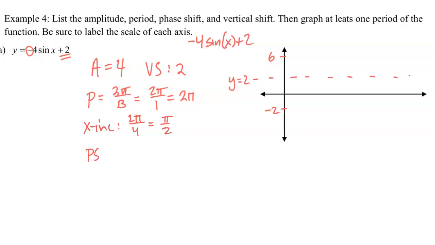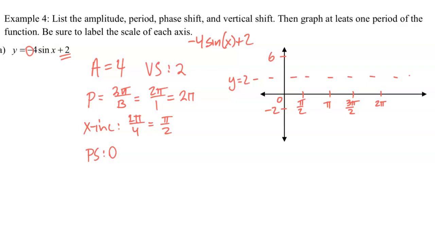And then finally the phase shift, which would be if there were a plus or a minus after the x in the parentheses. Well, if you look at this version here, notice that there is no plus or minus in those parentheses, and so therefore our phase shift is 0, and that tells me that my starting x value is also at 0. Now, starting at 0, counting by my x increment, that's going to give me pi over 2, and then 2 pi over 2, which will reduce to 1 pi, and then 3 pi over 2, and then finally 4 pi over 2, which again will reduce this time to 2 pi.